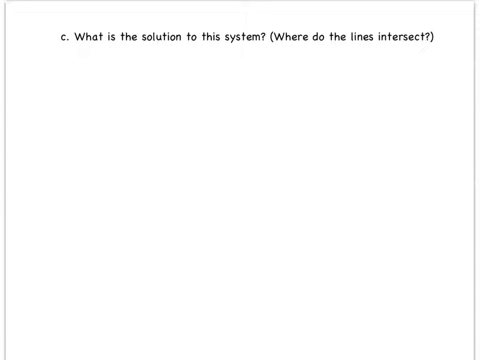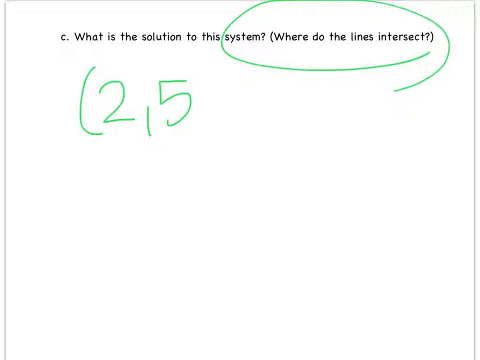So now you're on to your last question. You want to know what is the solution of the system. Again, the solution is where the lines intersect. My solution is 2, 5.